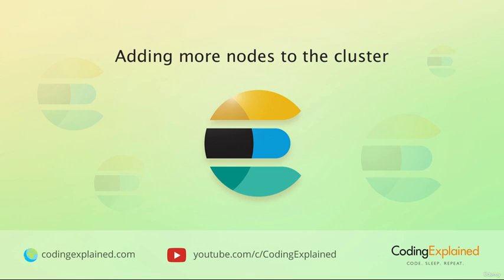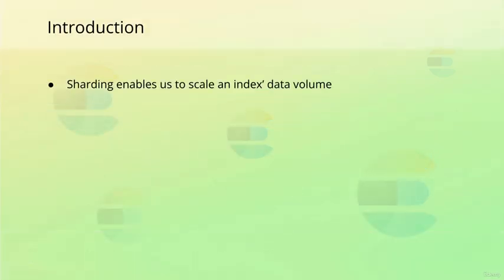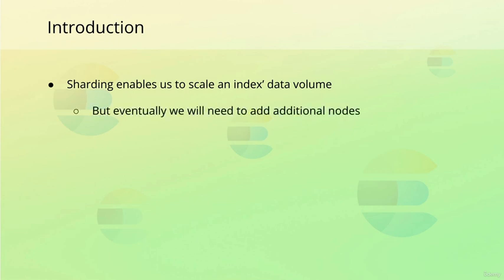We just talked about sharding and replication. Sharding enables Elasticsearch to scale the number of documents an index can store by splitting it into smaller pieces. Naturally, this isn't going to help us forever if we don't add more nodes to our cluster, as we would otherwise run out of disk space no matter how many shards we create. Likewise, replication only kicks in for clusters consisting of more than one node.